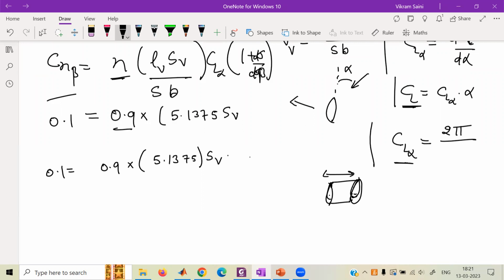Rupinder, do you have any suggestion? By dividing it by the number of airfoils used, maybe per radian, this much it should be. Has any one of you studied aerodynamics? Someone has answered in the chat. All right, no problem.